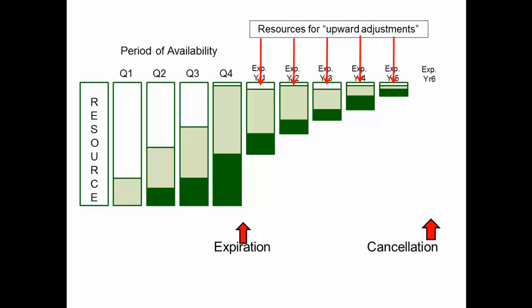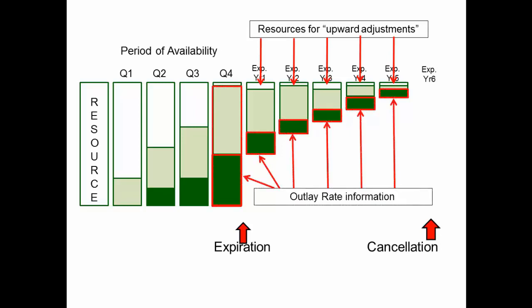We're also interested in the dark green portions, specifically the relationship between the total green portion at the end of the period of availability and each of the dark green portions in each subsequent year. The outlays in each year, divided by the total obligations in year 1, tell us the outlay rate for each year.